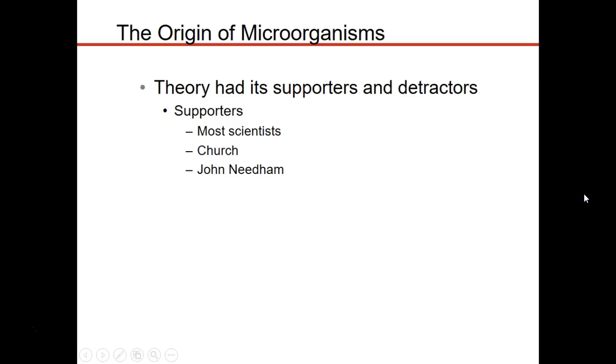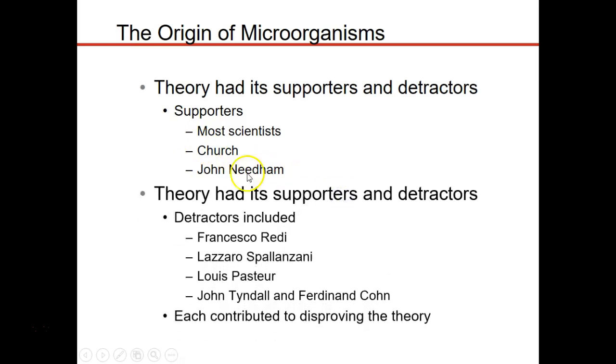All right. So let's look at the individuals that supported spontaneous generation. The scientists, the church, so most individuals. One individual specifically that I'll talk about is John Needham, who was with the church. And then we have a lot of detractors as well. These are the individuals we'll talk about: Francisco Redi, Lazzaro Spallanzani, Louis Pasteur, and then Tyndall and Cohn. They weren't really supporters or detractors, I won't say that, but they helped with Louis Pasteur's work, okay?